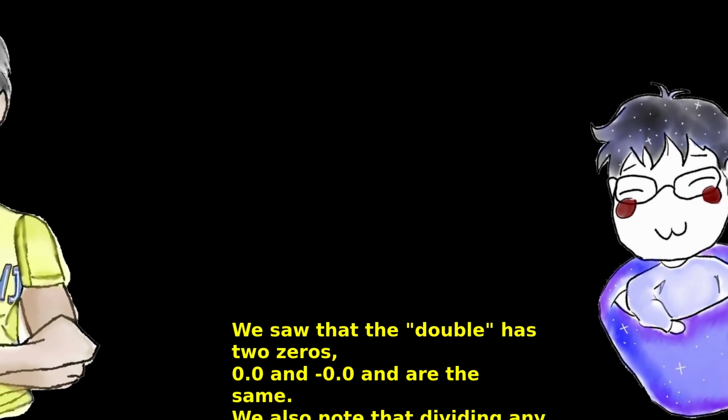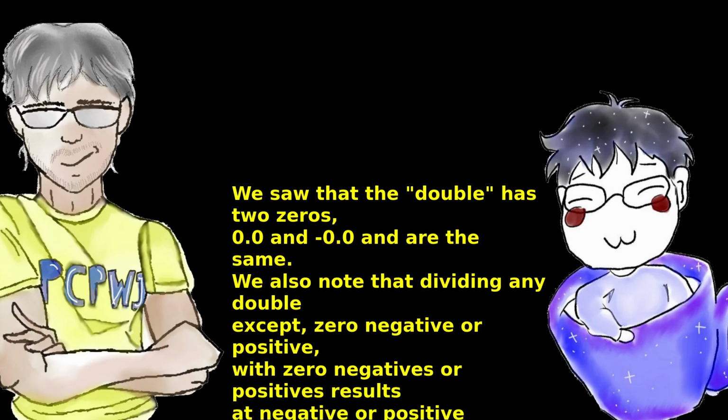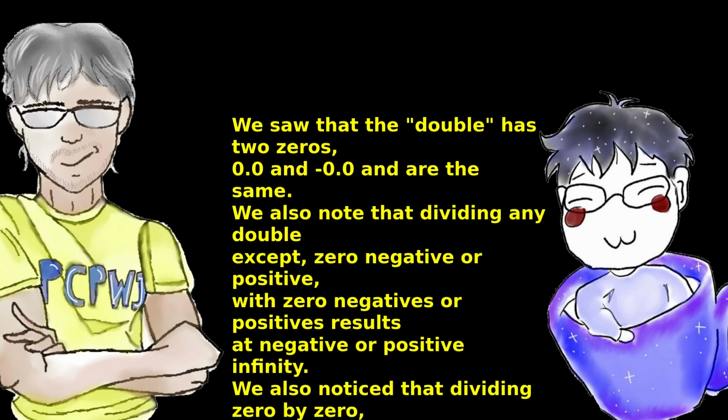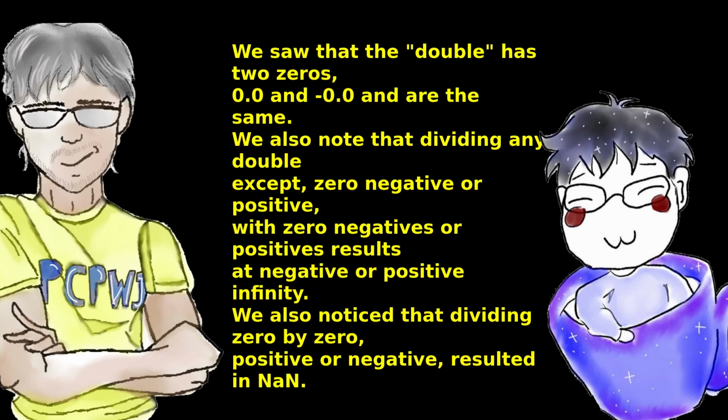We have come to the end of this lesson. We saw that the double has two zeros, 0.0 and negative 0.0, and that they are equal. We also noted that dividing any double except for negative or positive 0 by a negative or a positive 0 results in negative or positive infinity. We also noted that dividing 0 by 0, positive or negative, resulted in a NaN, not a number.